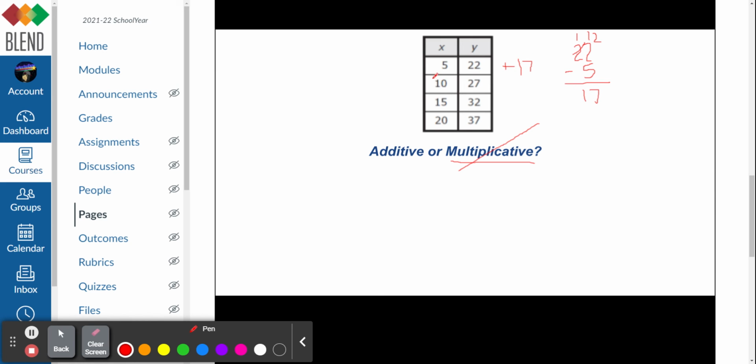All right, let's see if that works with the rest. 10 plus 17 is 27. Okay. I'm sensing a pattern. 15 plus 17 is 32, and 20 plus 17 is 37. So if we take our x value and add 17, we get our y value. So that's an additive pattern.